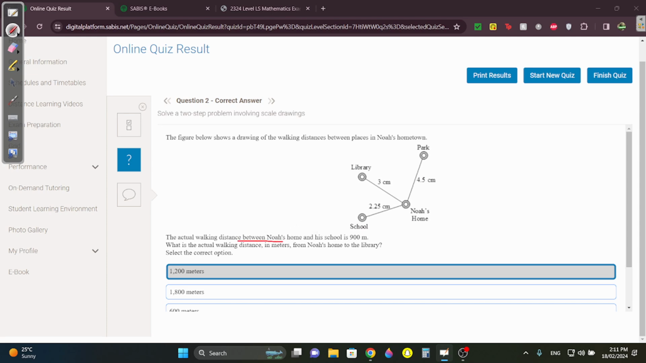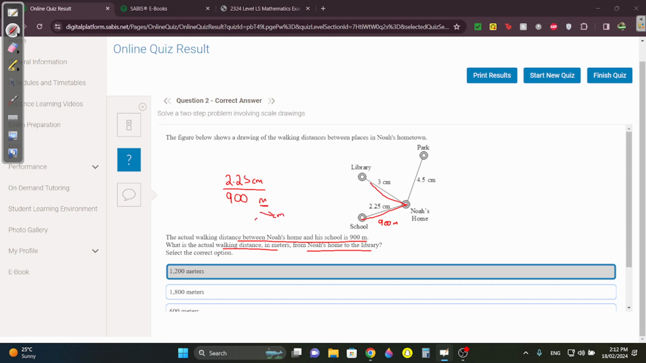The actual walking distance between Noah's home and the school is 900 meters. What is the actual distance from Noah's home to the library? Okay, first, let's talk about Noah's home to the school. Noah's home to the school on the graph is 2.25 centimeters. What is the actual distance? 900 meters. But pay attention, it's in meters. You need to change it to centimeters.